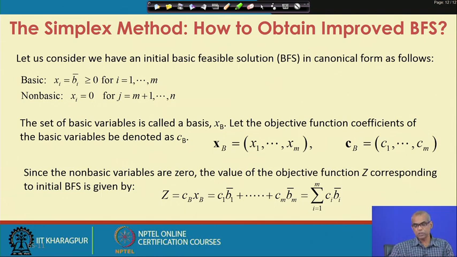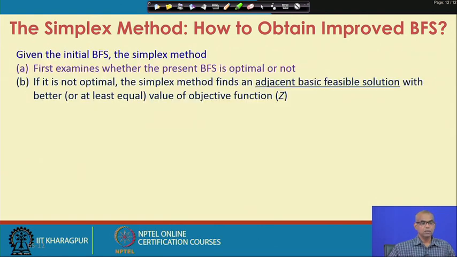Since the non-basic variables are 0, the value of the objective function z corresponding to the initial basic feasible solution can be obtained as c1 b1 bar plus c2 b2 bar up to cm bm bar, that means cB into xB, the vector product of cB and xB. Now, given the initial basic feasible solution, the simplex method first examines whether the present basic feasible solution is optimal or not.